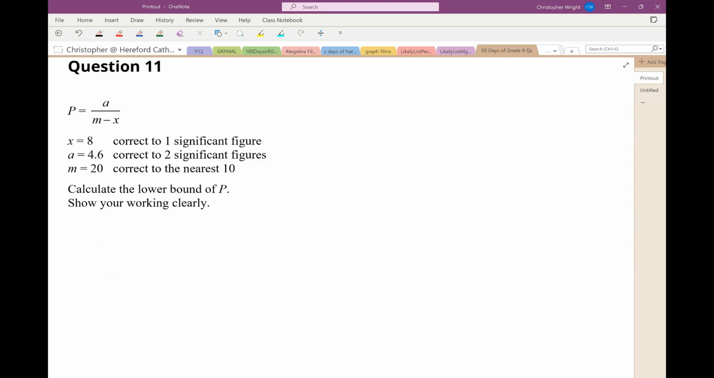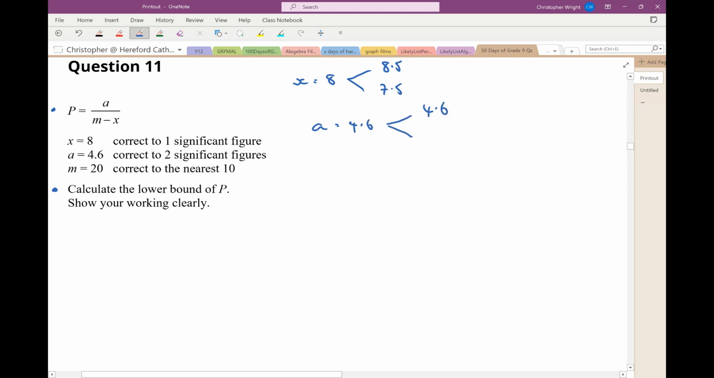Question 11. Okay, looks like a question on bounds here. I'm given a formula for p, and I'm asked to calculate the lower bound of p. Well, let's worry about that in a second. Let's write down the upper and the lower bound of each of my variables here. So x is 8, correct to one significant figure, so an upper bound and a lower bound. a is 4.6, correct to two significant figures, so an upper bound and a lower bound. And m is 20, correct to the nearest 10. Half of 10 is 5, so go up by 5 and go down by 5.